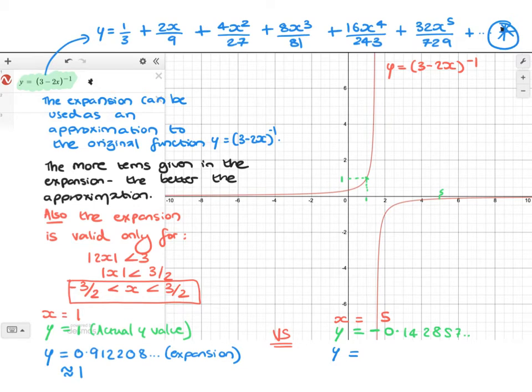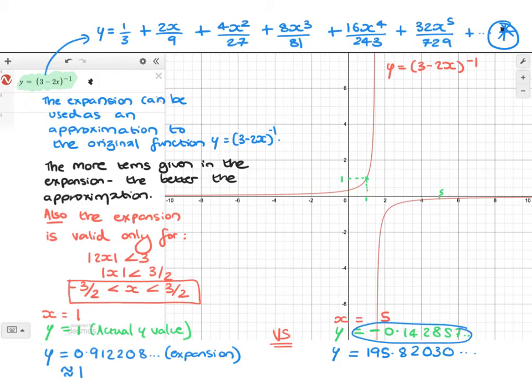So I'm going to replace x with 5. And calculate this yourself, you might get a bit of a shock. You get 195.8203, and that is nowhere near the true value of y.